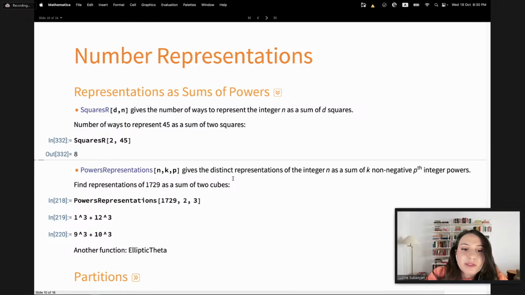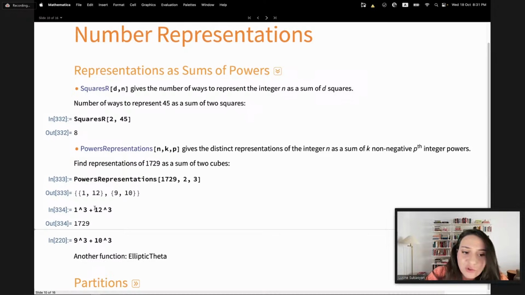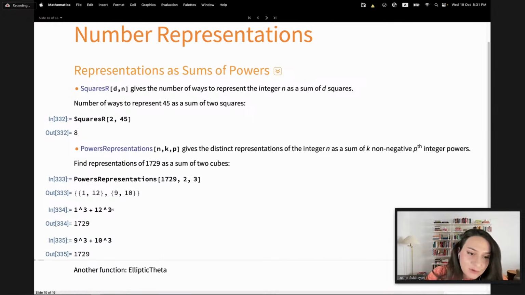Or this function, PowerRepresentations[n, k, p], which gives the distinct representations of the integer n as the sum of k non-negative pth integer powers. Like in this case, we can find representations of 1729 as the sum of 2 cubes by doing this. And you see that indeed, 1 to the power of 3 plus 12 to the power of 3 is 1729, so is this number. And actually, this is called a taxicab number. Very interesting numbers. 1729 is the smallest number that can be represented as a sum of 2 cubes in 2 different ways. And Ramanujan discovered these numbers. You can actually read about taxicab numbers. Another function here is EllipticTheta.